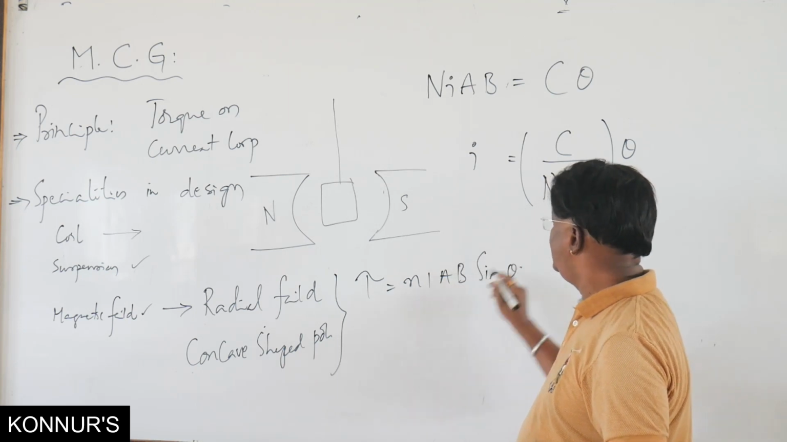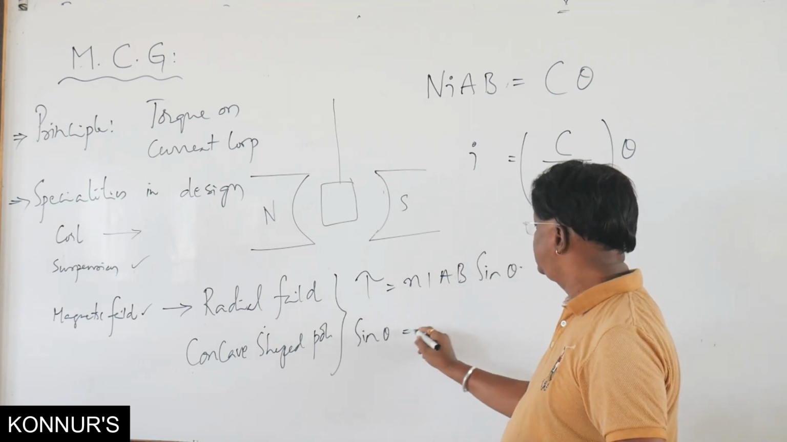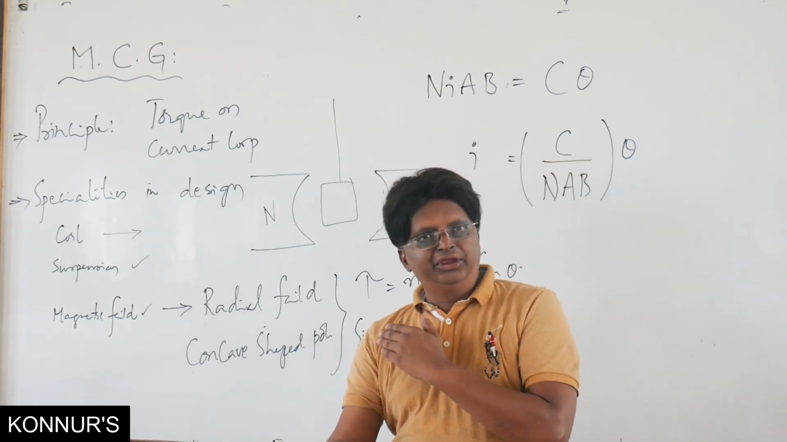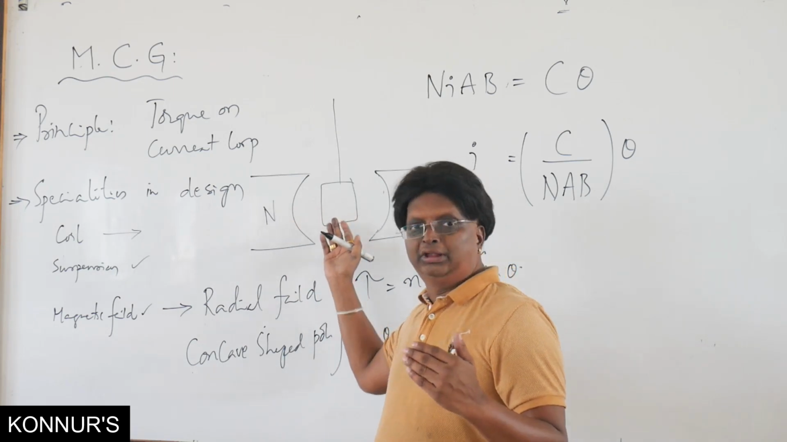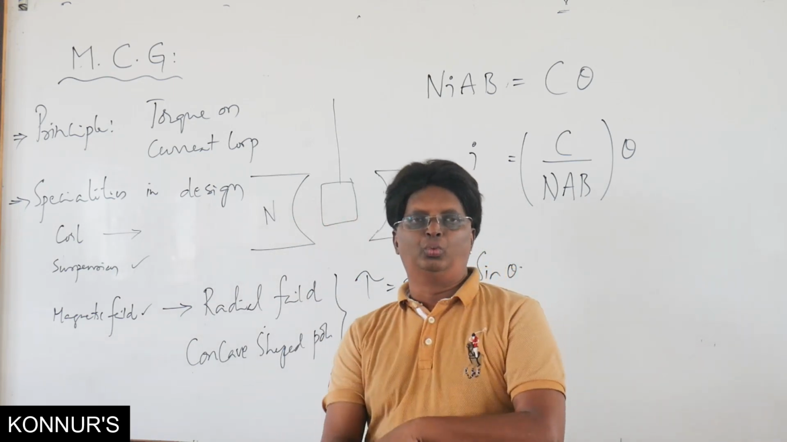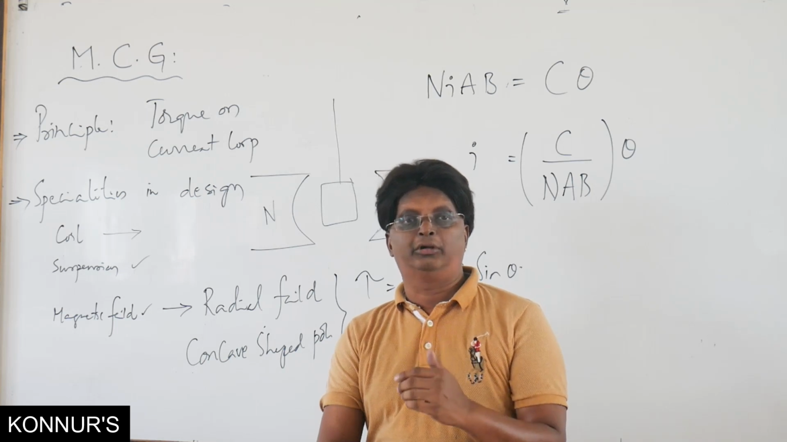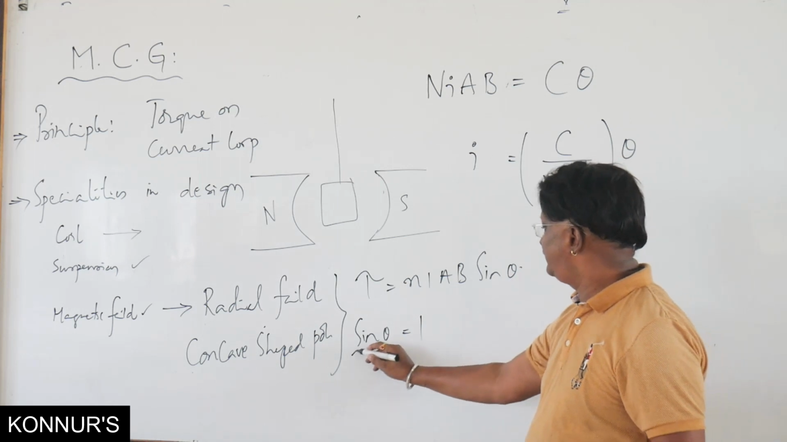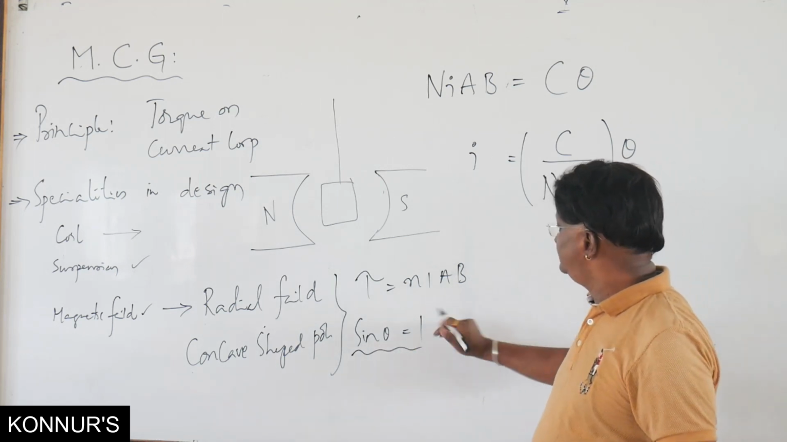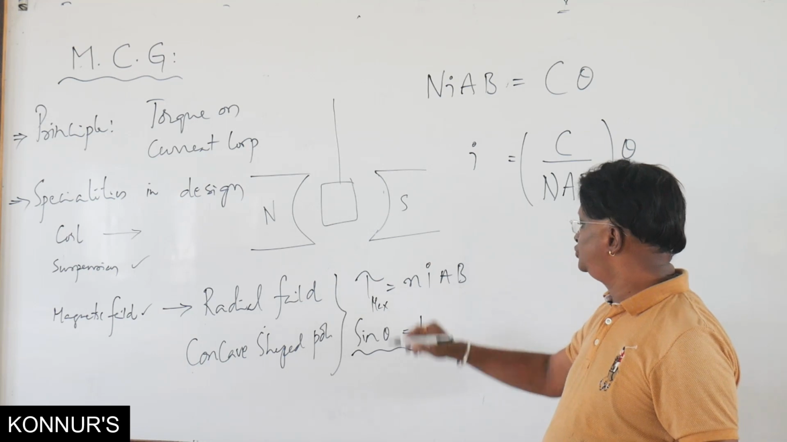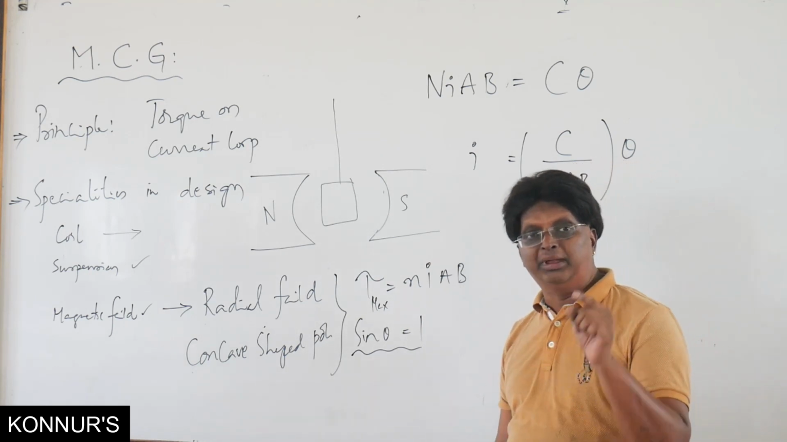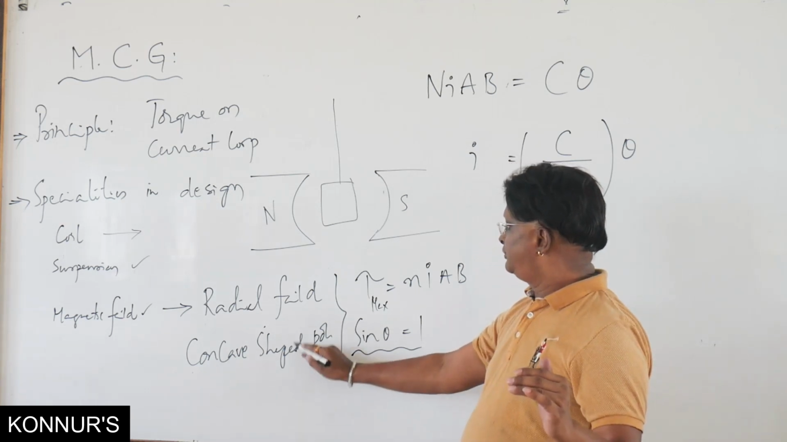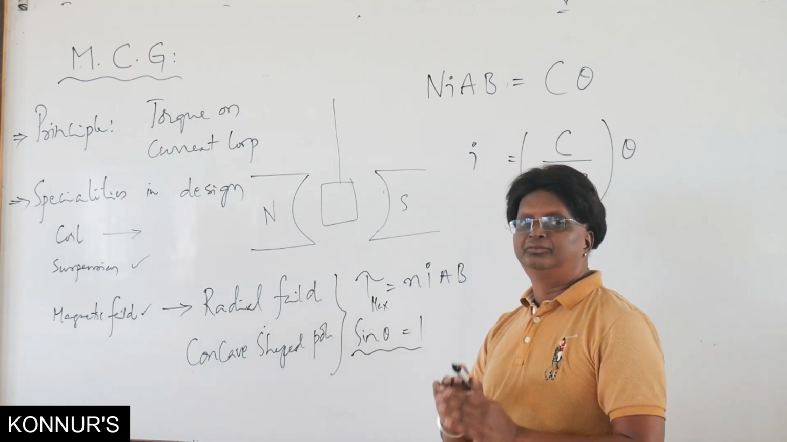NIAB sin theta, it always keeps sin theta is equal to 1 for any orientation. For any orientation of this coil, sin theta is equal to 1. That is, plane of the coil is always in the plane of the magnetic field. Condition is satisfied, and that is why sin theta is equal to 1. This becomes maximum torque tau is equal to NIAB. So torque remains to be maximum and uniform throughout for any orientation. Concave shaped poles, radial magnetic field.